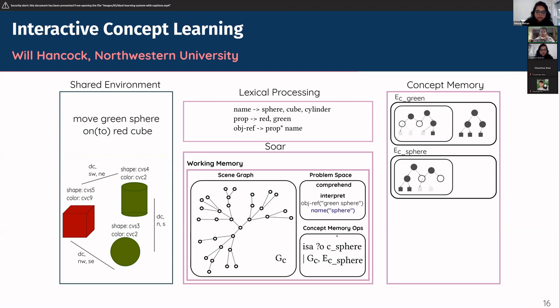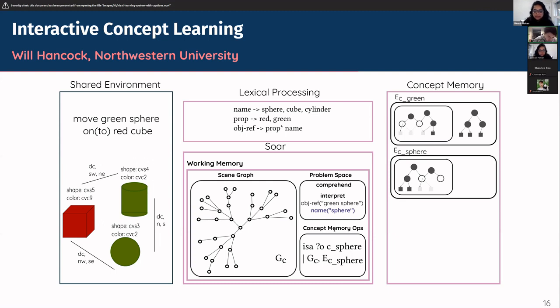And to solve this problem, the agent uses its concept memory, right? So let's look at the concept memory a little bit. At this point, the concept memory has two collections of experiences, right? We have a set of experiences that correspond to the word green, and we have a set of experiences that correspond to the word sphere, and they are separated and they live in that database or memory.